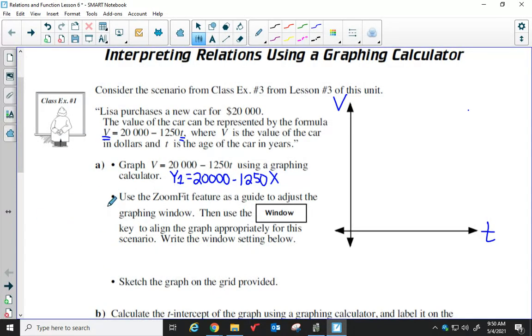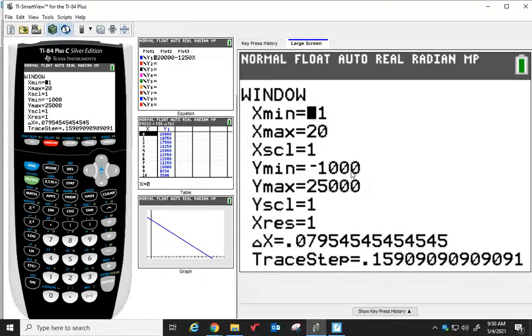So for my X values, my X minimum was -1. I think I made my X maximum 20. And then my X scale was 1. Okay, so it says write the window setting below. That's what I'm doing here. Yeah, -1, 20, and 1.